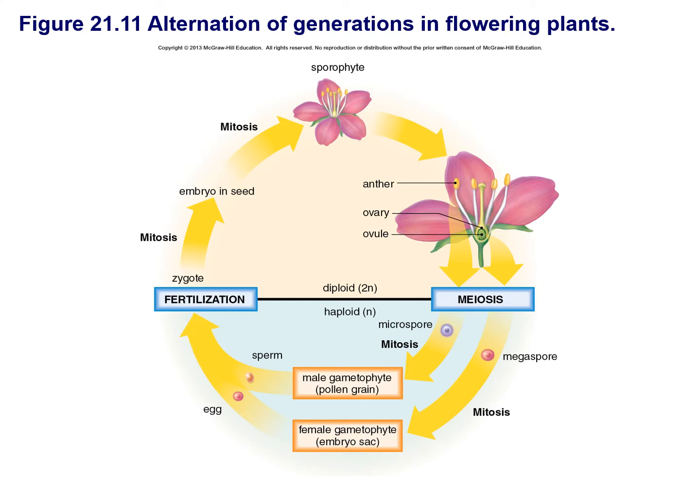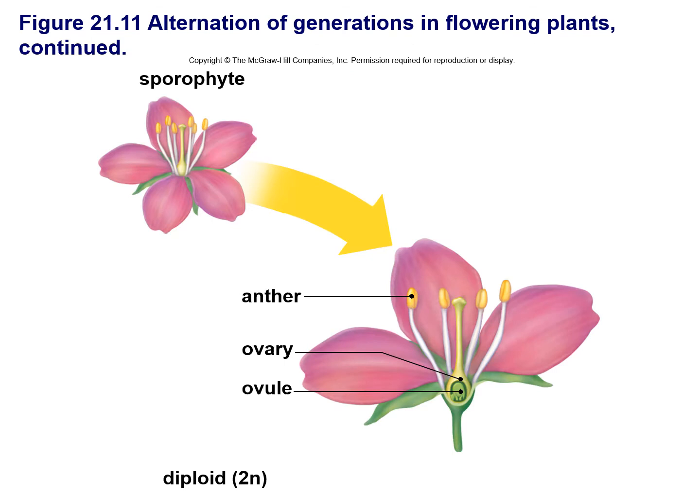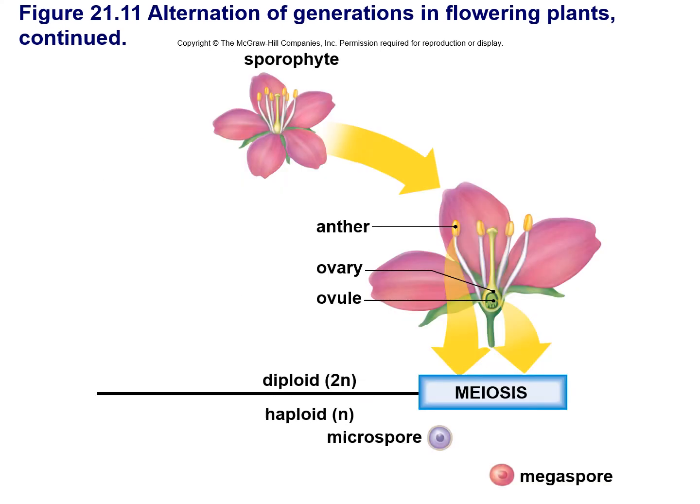So there's the big picture again, and we'll go through those in short steps right now. It starts off as your sporophyte. Okay, so your plant is your sporophyte. It is the full 2N version. It's got the anther, the ovary, and the ovule. So the ovule is the actual egg. The ovary is just the area for the egg being housed.